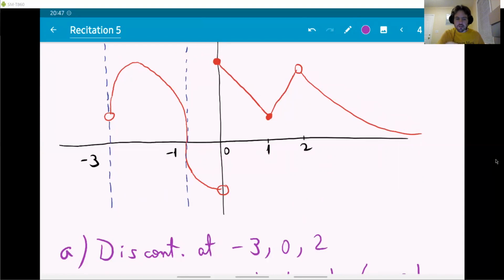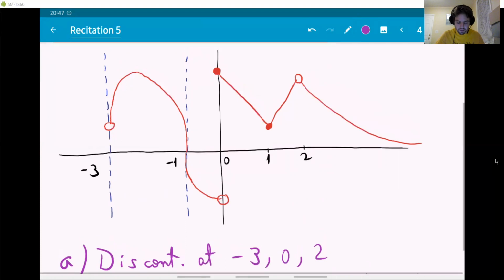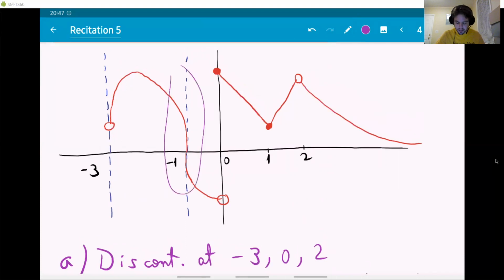Remember, if it is discontinuous, then automatically it's not differentiable. So already we have 3 points where you don't have a derivative, -3, 0, and 2. But there might be other points, namely points where you see cusps or sharp corners on the graph, and places where you see a vertical tangent line indicated by this dotted line here. So it's really not a big mystery in this graph. At the point -1, you have a vertical tangent line. That means the function is not differentiable there.